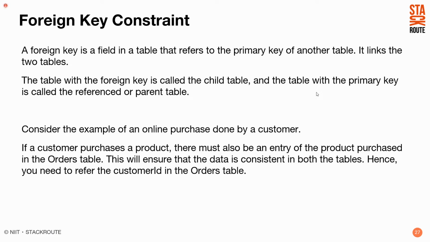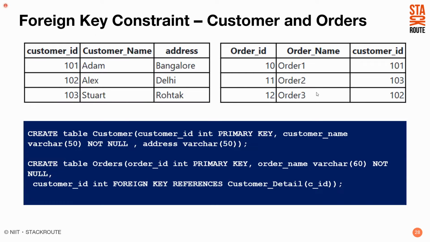You need to refer customer ID in the order table. So there should be two tables. One is customer table, the other one is order table. In customer table, there should be customer details, like customer ID, customer name, customer address. So these customers will place an order. Once they place the order, order table will be generated with the respective records.